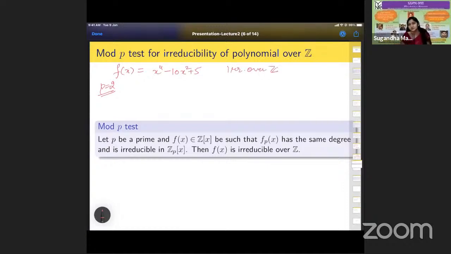And what is the reason? I've constructed it in such a way that Eisenstein's criterion holds here. 5 divides 10, 5 divides 5, and 5 squared does not divide the constant term. So it is an irreducible polynomial.